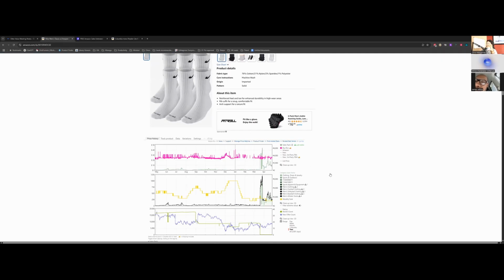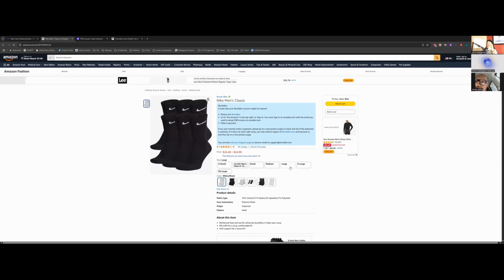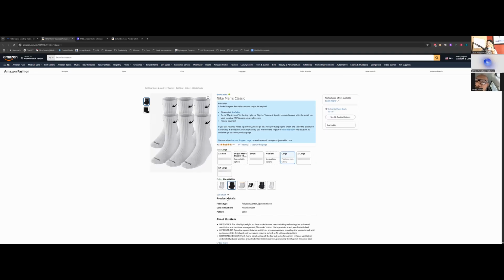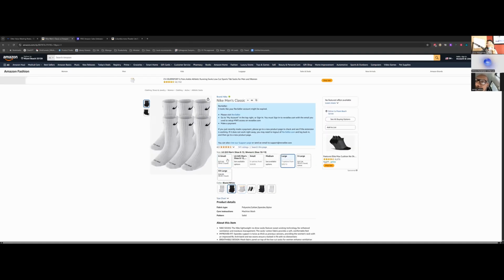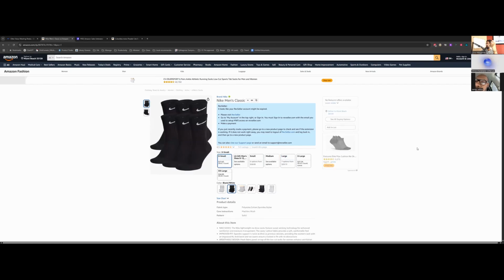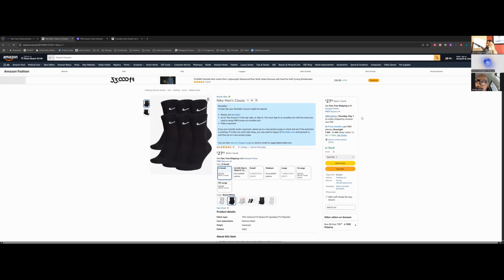Let me just select a size. Let's select large. Okay, let me find one that actually has a buy box. So this one has. Here we go. So this right here is what we call the buy box.